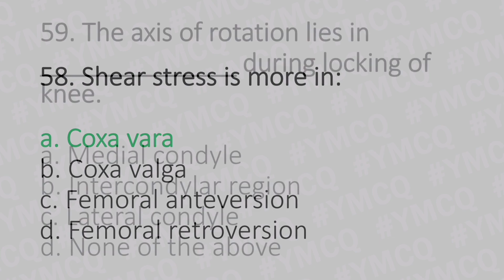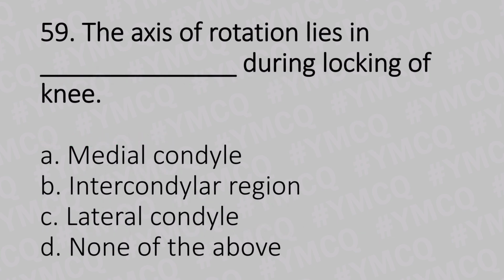Moving to our 59th question, the axis of rotation lies in dash during the locking of the knee. Option A, medial condyle. Option B, intercondylar region. Option C, lateral condyle. Option D, none of the above. And the answer is Option C, lateral condyle.